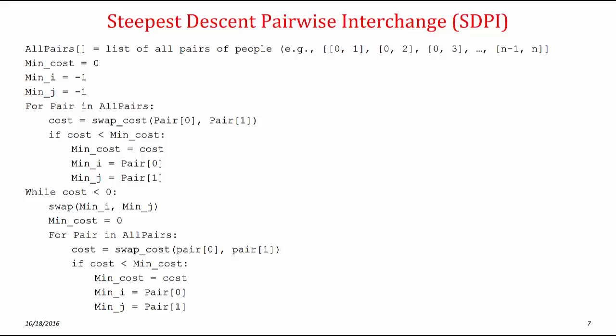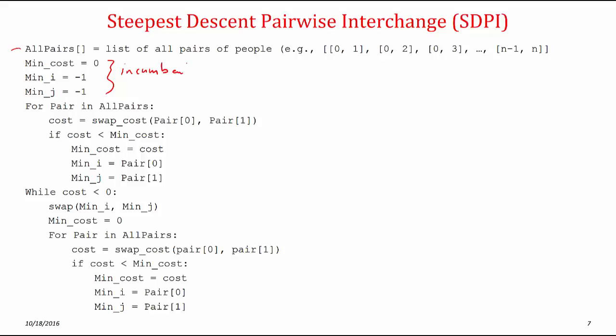So we'll start out this way. We'll create a list of all pairs of people. So for example, this is going to be a list of lists. So person 0 and person 1, person 0 and 2, person 0 and 3, all the way up to person n minus 1 and n. So there are a bunch of different ways I can get this. We'll come back to that in just a little bit, but let's just assume that we have that, and we call that all pairs. Then we need to store our incumbent solution.